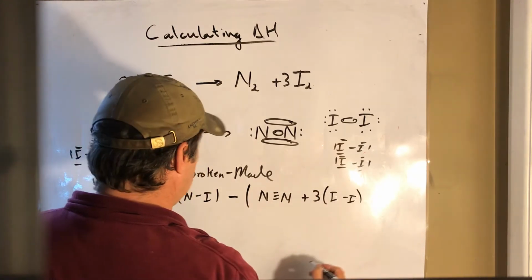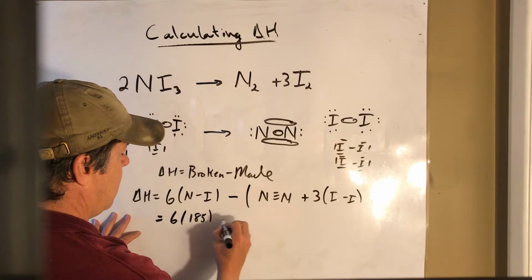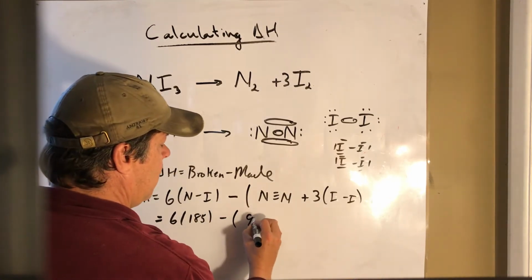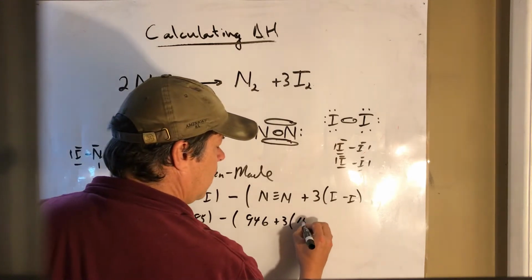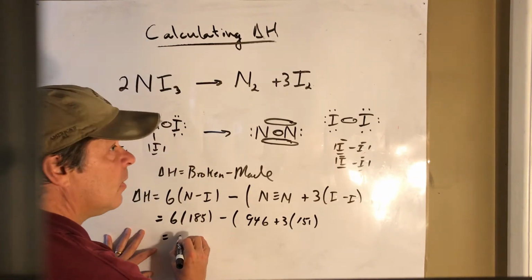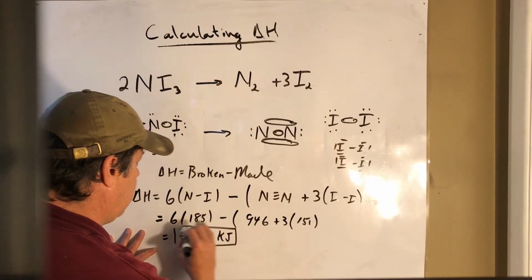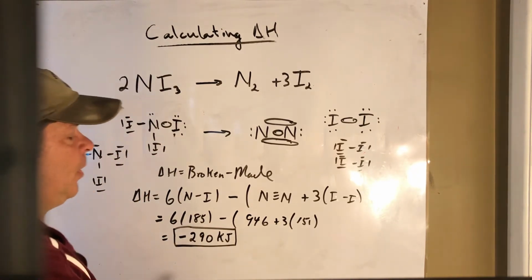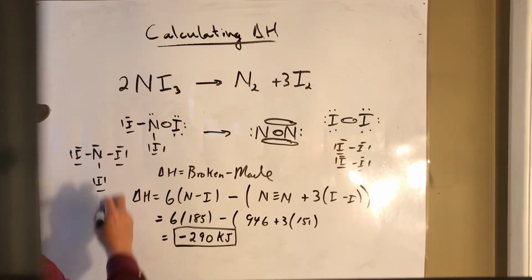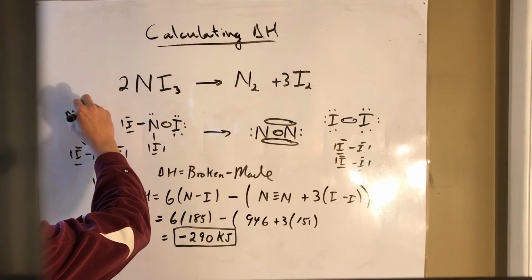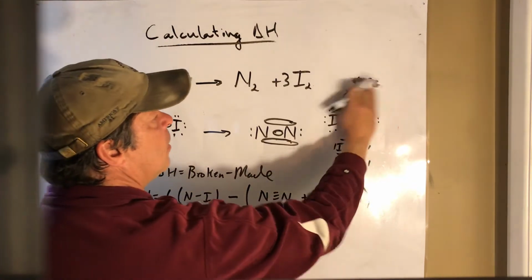All right, so I already looked up these numbers earlier. This is 185, minus, and then the N triple bond, it's going to be pretty high, 946, plus 3 of these, and I think it's 151. All right, so this turns out to be negative 290 kilojoules. Negative 290 kilojoules. So it's exothermic. Remember, breaking bonds, you have to put energy into it. When these bonds are formed, energy is released. It's exothermic.